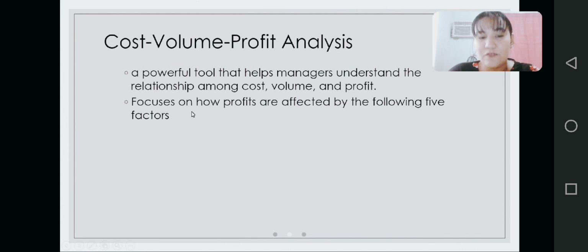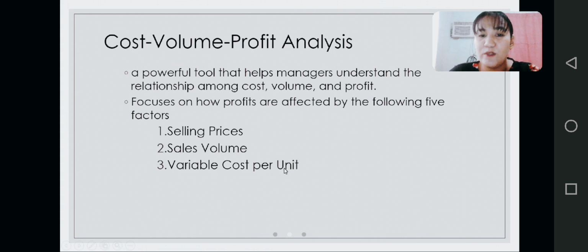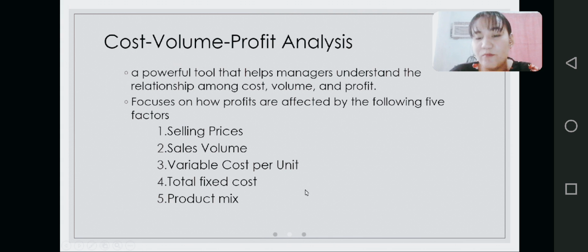CVP analysis focuses on how profits are affected by the following 5 factors. So the first factor is the selling prices. It is the seller's final price. One of the most important factor a company should determine is the selling price, right? Next is the sales volume. How many units do we sell? The variable cost per unit. Then the total fixed cost and your product mix. In any case that you have multiple products in your entity or your company.